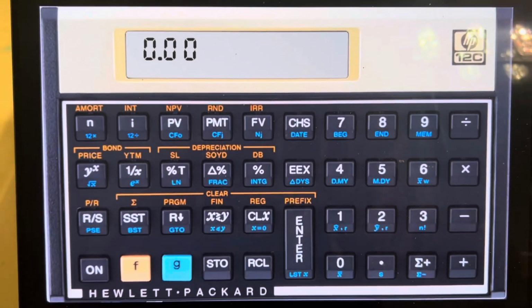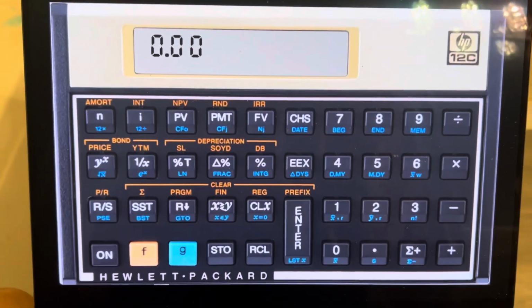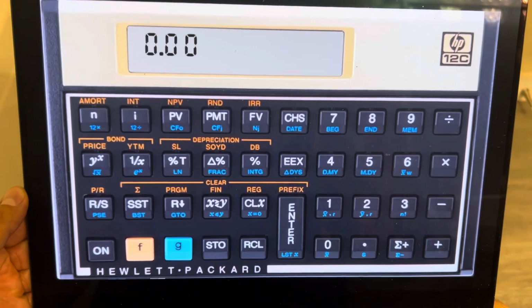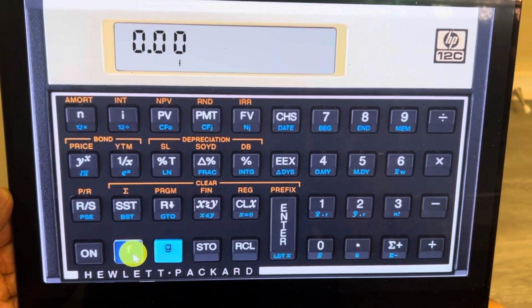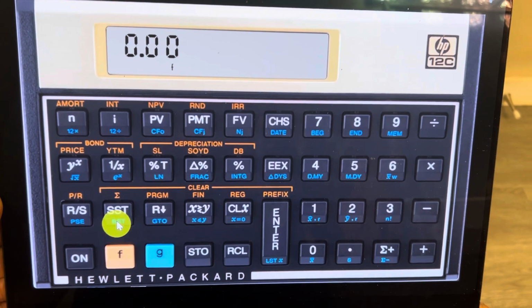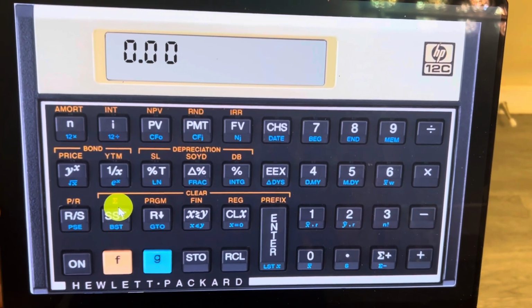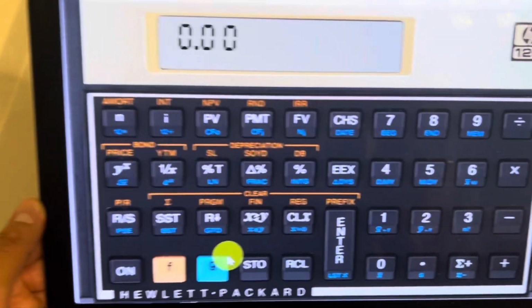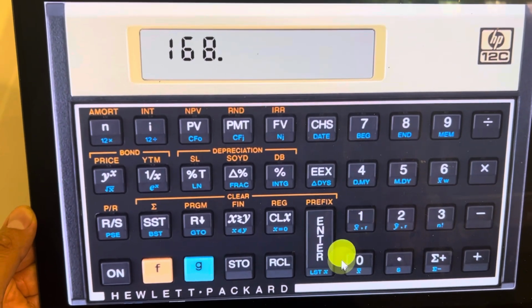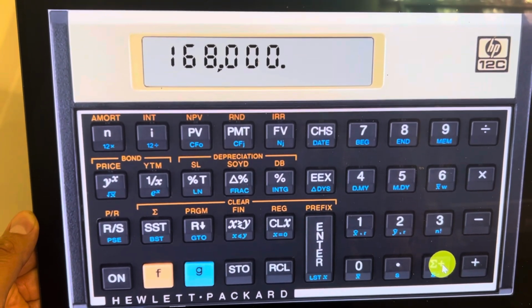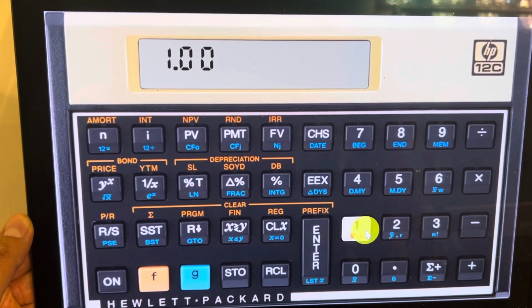All right, in this example, we're going to use a calculator to calculate the mean and the standard deviation of 12 recent sales in our market. The first thing I want to do is make sure to clear out the statistical registers by hitting the gold key and the sigma key. Then just enter the sales prices. 168, it's 168,000, sigma plus.